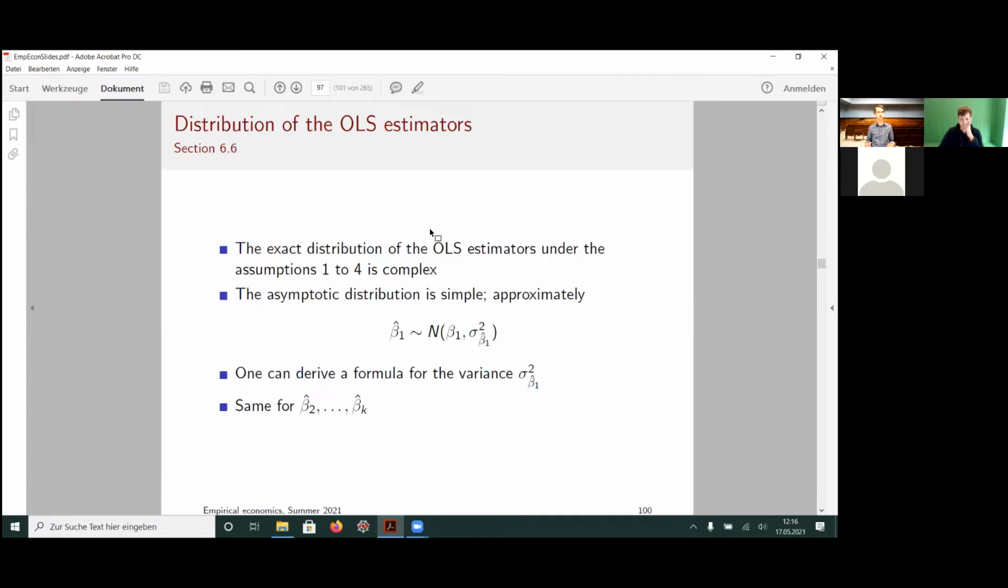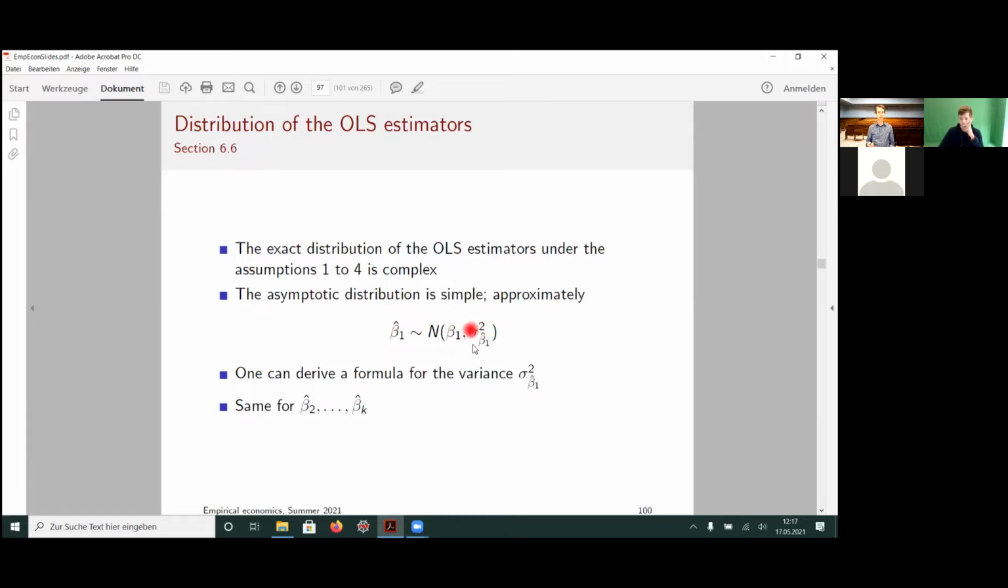You can do that in the elective courses on econometrics. But we stated the result that the asymptotic or approximate distribution of these estimators, the slope coefficients, is a normal distribution. So the asymptotic distribution, say, of the first slope coefficient is a normal distribution, and it's centered around the true value of the slope coefficient. So of course the estimator is not always equal to the true value. Sometimes it's too large, sometimes it's too small, but it's centered around the true value.